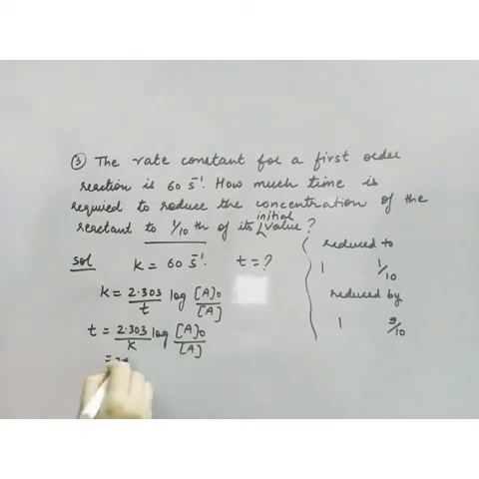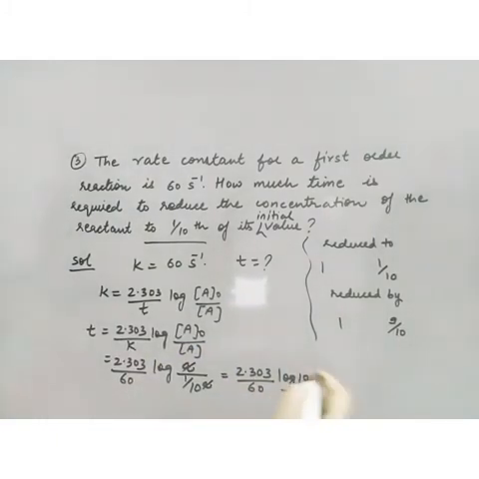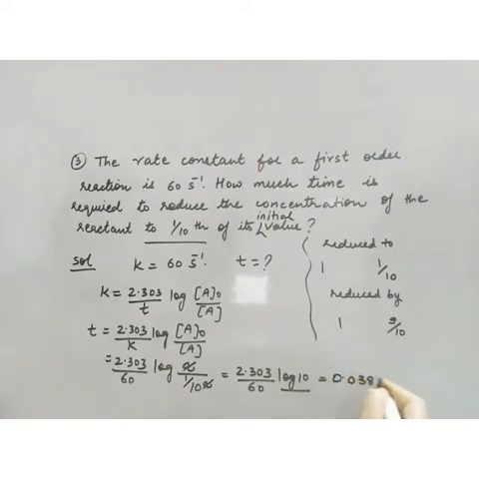So it is 60 log. Now initial is 1. Suppose if the initial is A, the final will be 1 by 10A. Okay, now I know log 10 is 1. So simply it is 2.303 upon 60. So it is 0.038 seconds. This is the answer.